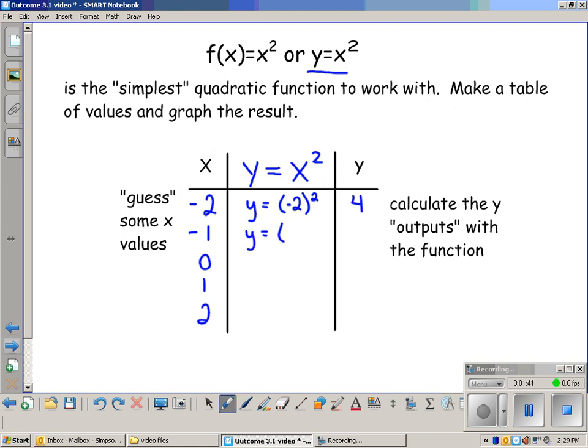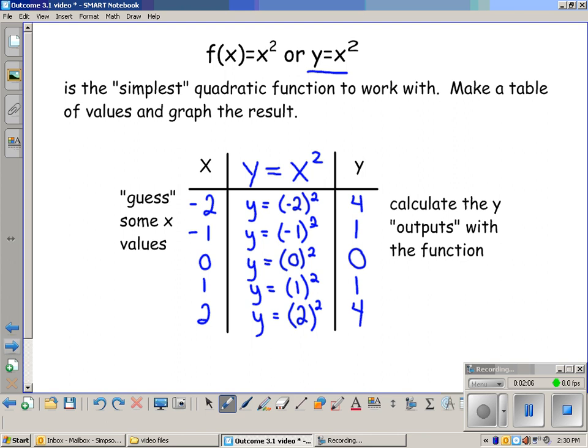Continuing to fill in our table, -1 squared is positive 1. If x equals 0, we get 0. If x equals positive 1, we get 1. And if x equals positive 2, we get a value of 4. Let's have a look at the graph of this function.